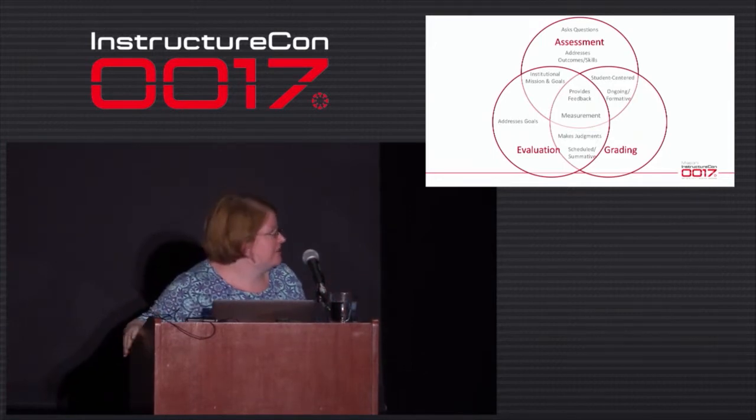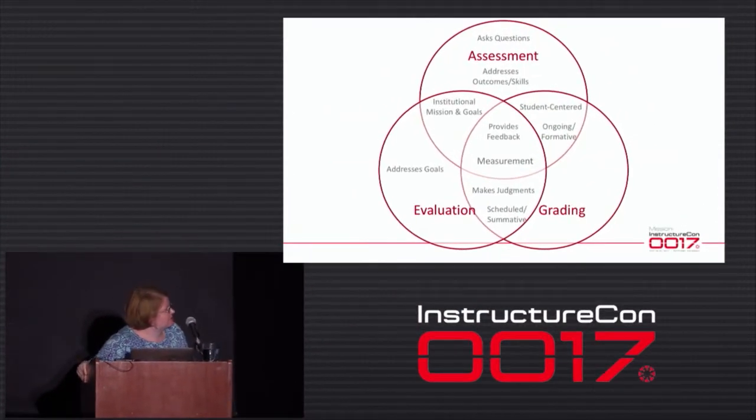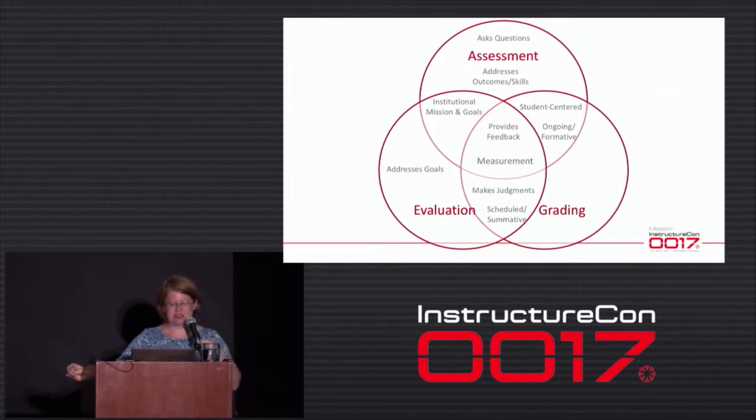So here's a Venn diagram that mostly made it through a couple different saving iterations of the slideshow. I've got assessment, evaluation, and grading, and one of the reasons that these terms are so often interchangeable is that all three are meant to provide feedback and use measurement, mostly of student work, right? So we're getting assignments from students, we're grading them, we're providing feedback. What part of that is evaluation? What part of that is assessment? And what part of that is grading?